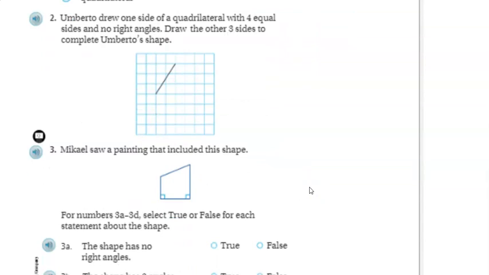Question number 2. Umberto drew one side of a quadrilateral. We just talked about what a quad is, and a quad has 4 sides with 4 equal sides. So now we know it has 4 equal sides and no right angles. So it looks like they're going to either be acute or obtuse angles. So we are going to use this line to help us draw 4 equal sides. So we see that it goes 1, 2, 3. It goes through 1, 2, 3 boxes, and it ends up on this line.